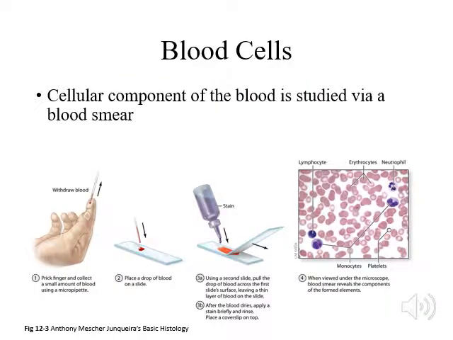Now let's move into some of our blood cells that are found within the blood. So in order to evaluate the cellular component of our blood, we tend to study this via blood smears. And this is just figure 12-3, which is just showing how a blood smear is carried out.